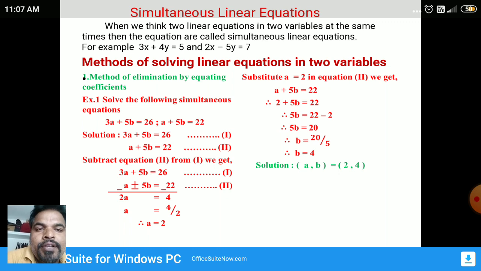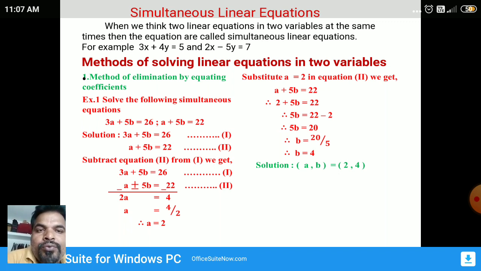is equal to 22. Now we subtract equation number 2 from the first, so we change the sign of all terms of equation number 2. Now minus a, then minus 5b, then minus 22. Now 3a minus a is 2a, 5b minus 5b gets cancelled, and next 26 minus 22 is equal to 4, that is 2a is equal to 4. Therefore a is equal to 4 upon 2, therefore a is equal to 2.